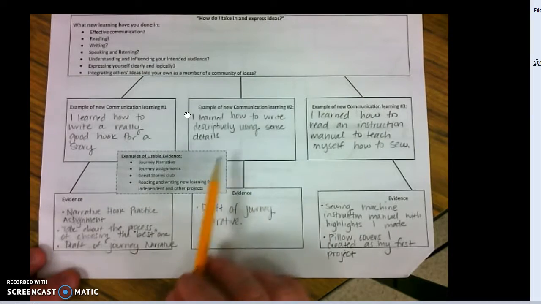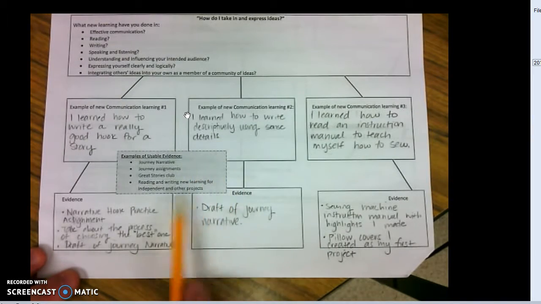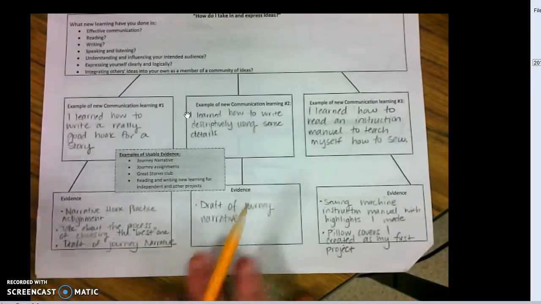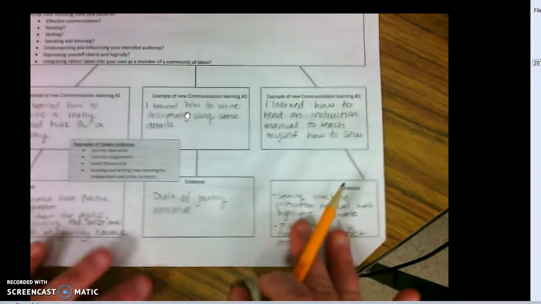And then another piece of evidence would be the draft of my journey narrative showing my hook. I learned how to write descriptively using sense details. I could have a draft of my journey narrative for evidence. Maybe I could highlight some passages that show that really well.